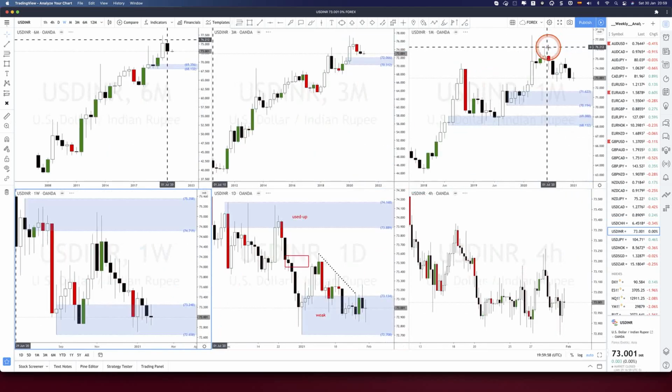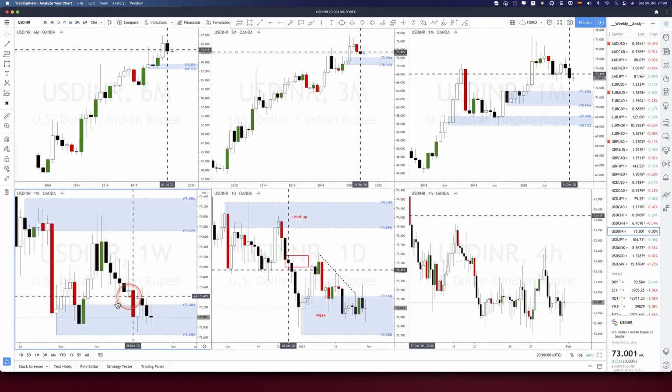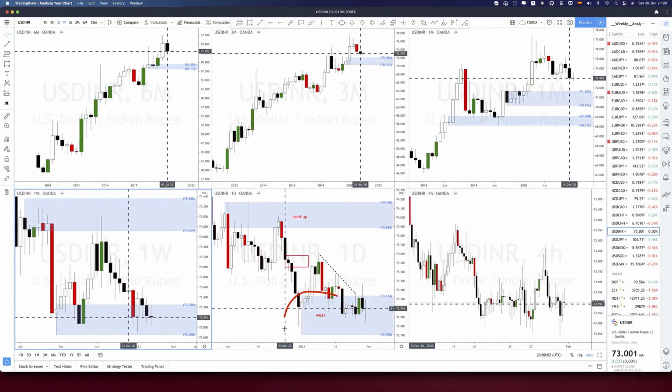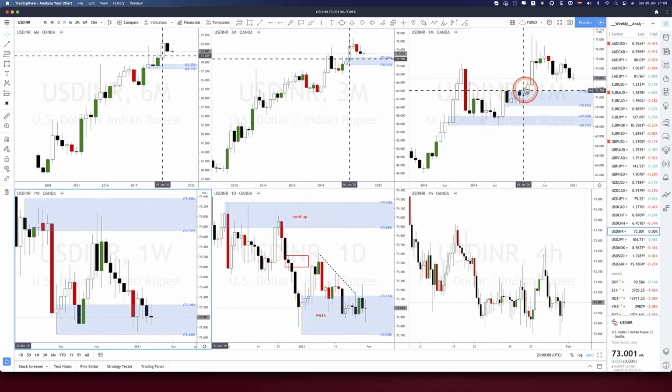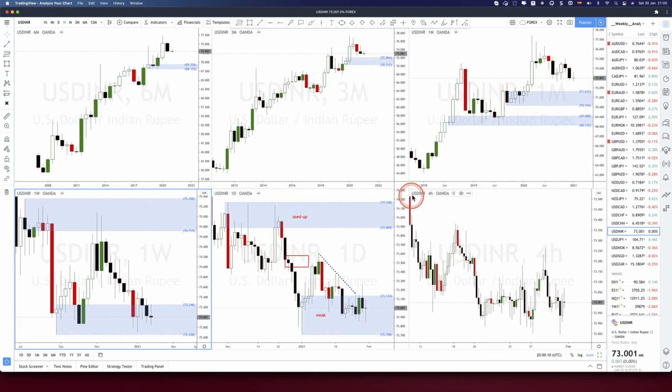Indian rupee versus the dollar, we have the weekly area of demand in control, weak daily area of demand, longs if new strong areas of demand are created. That is not happening. The strongest imbalance is down there on the monthly, with the monthly and the 3 months in an uptrend.